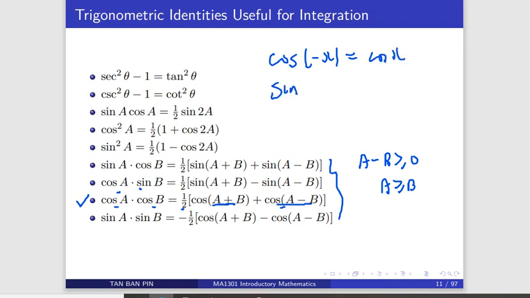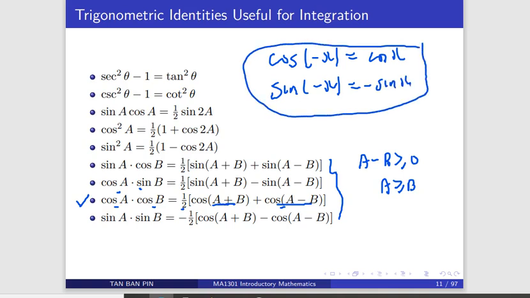Then you also learn about sine of negative x is negative sine x. All this you have done in your secondary school, right? So if you assume A is more than B, if you always take A to be the bigger angle, then A minus B will be positive, then you don't have to worry about this, and it's easier to handle.